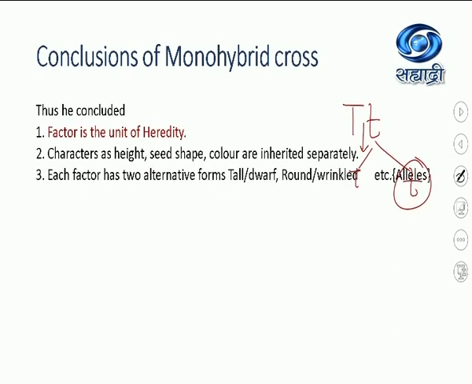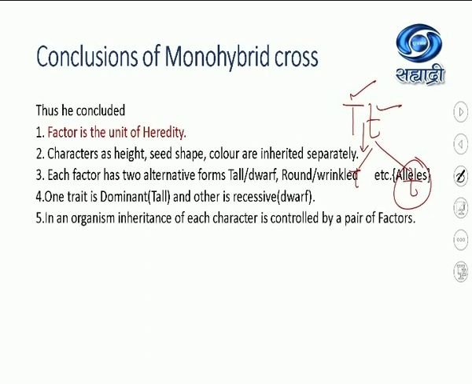Each factor has two alternative forms, tall, dwarf, round, wrinkled, which are called alleles. Also they may be dominant, recessive, and so on. One trait is dominant. For example, in this example again, tallness is dominant, dwarfness is recessive.